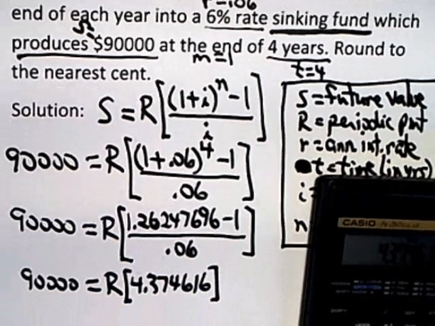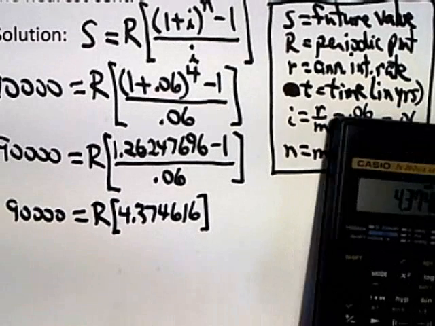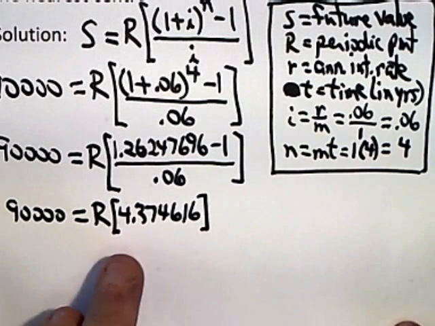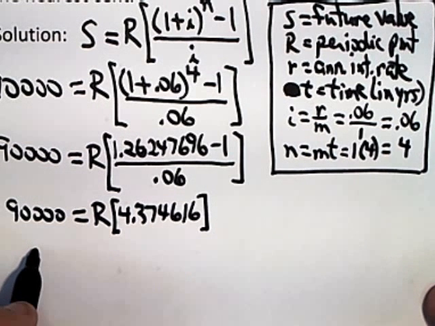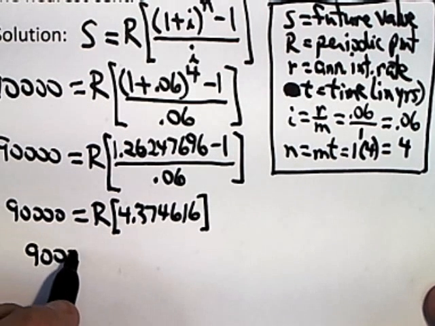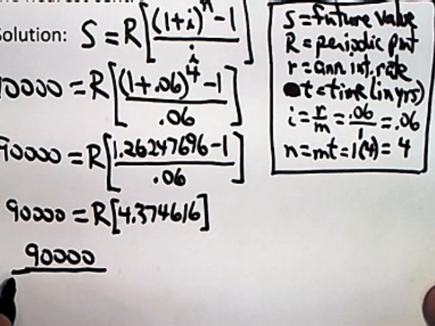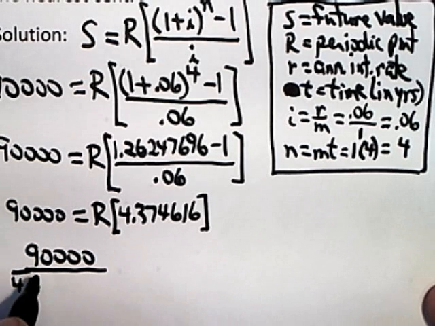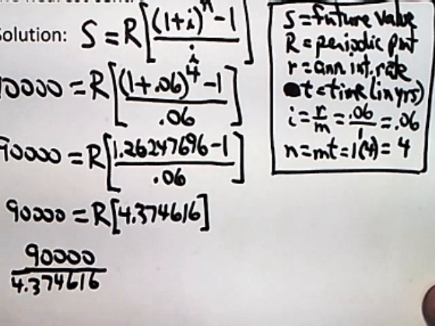Now, in reality, the calculation you need to make to find that capital R, you need to divide both sides by this 4.3 number. So in reality, what you're trying to calculate is 90,000 divided by 4.37416.